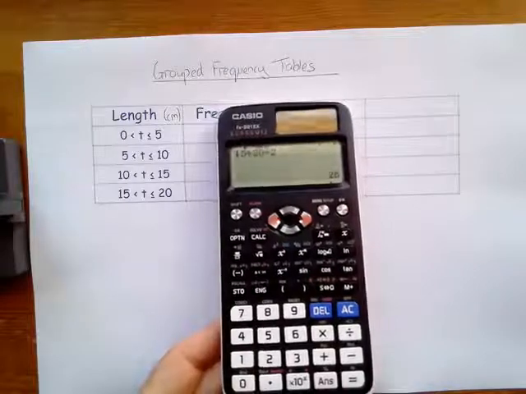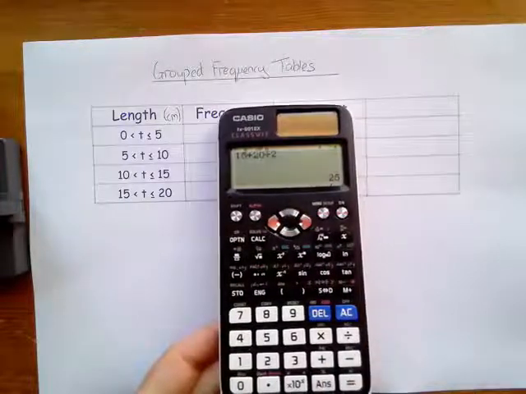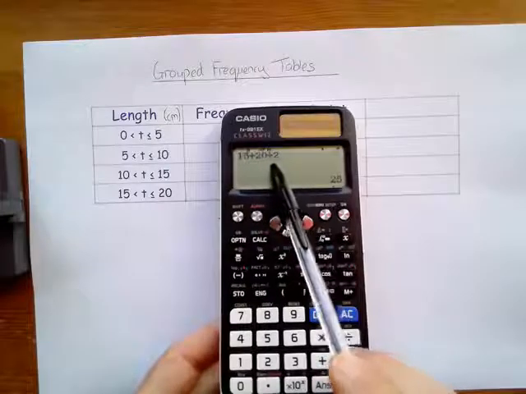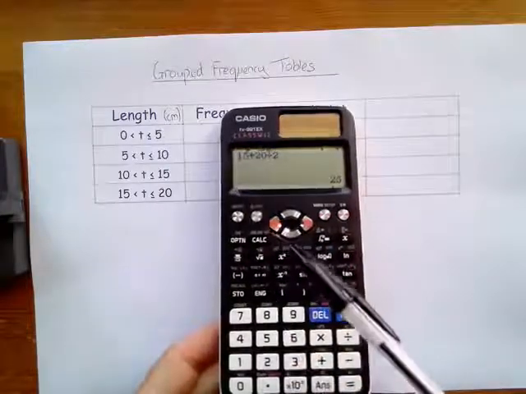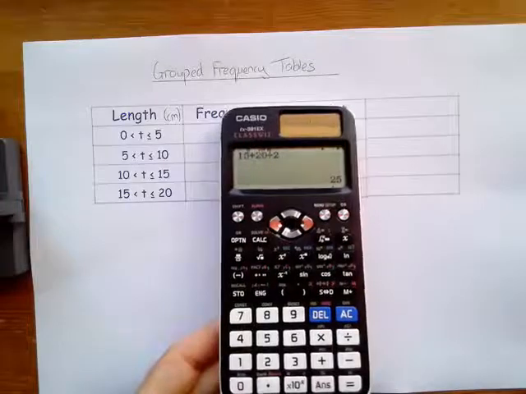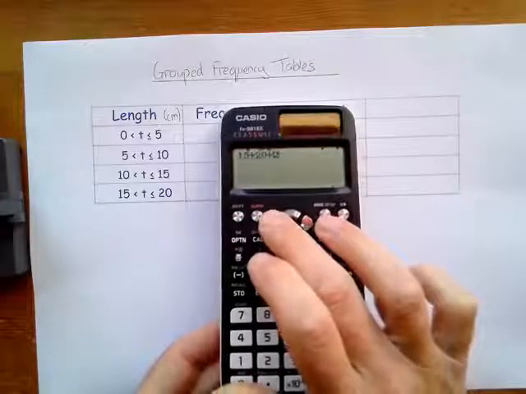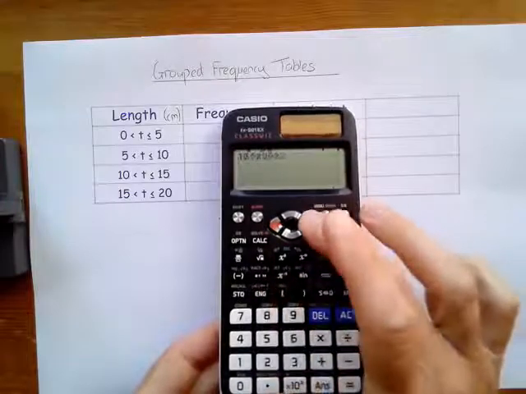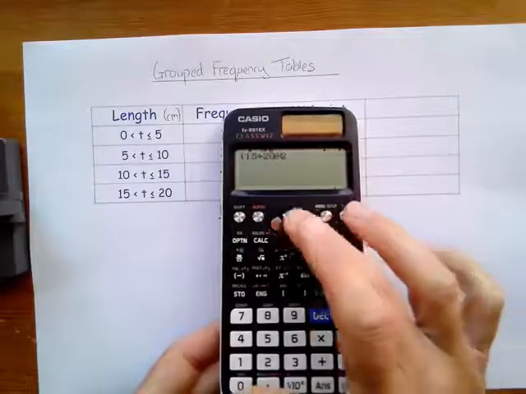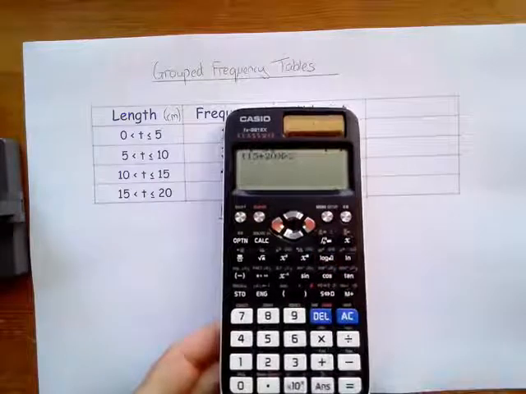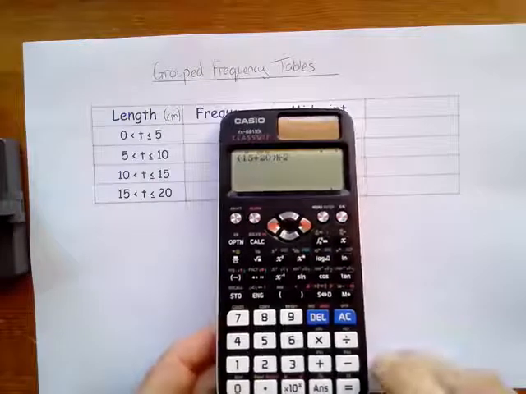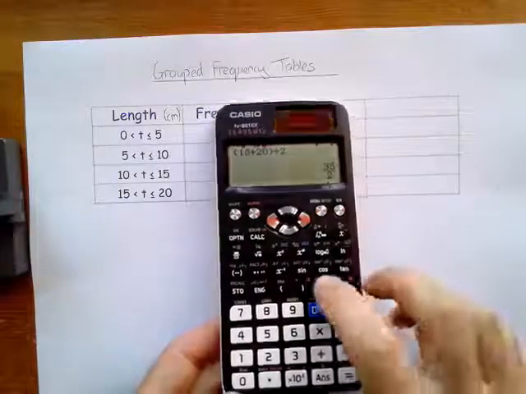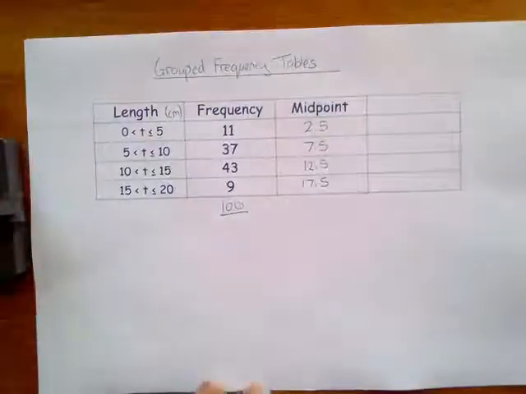The reason it's wrong is because the calculator will follow the rules of BIDMAS, and it will do 20 divided by 2 which is 10, and add that to the 15. That's not what I want it to do. I want it to add the 15 and the 20 together and then divide by 2. You can force it to do that in one go by putting brackets around the 15 plus 20 like that, because then BIDMAS kicks in, the brackets get done first, etc., and you get the right answer. Anyway, those are the midpoints.